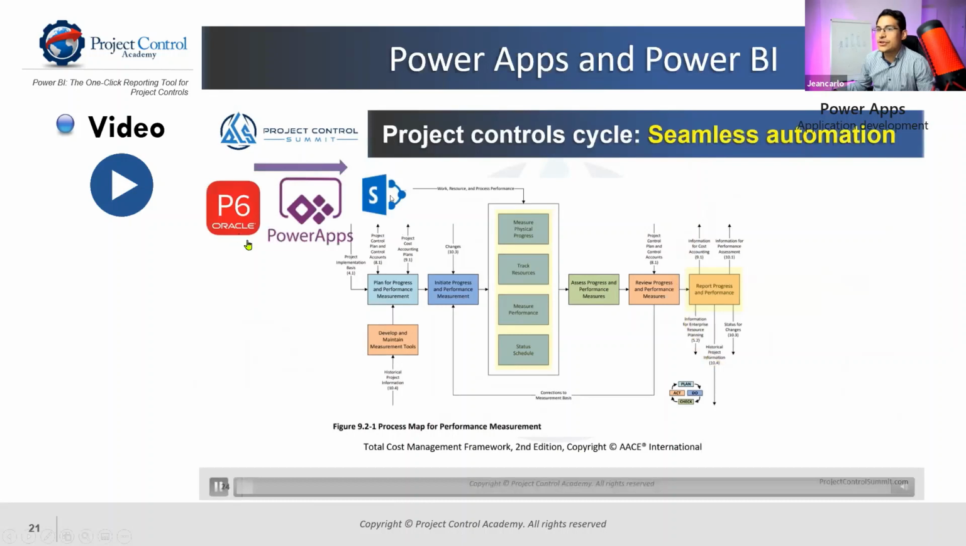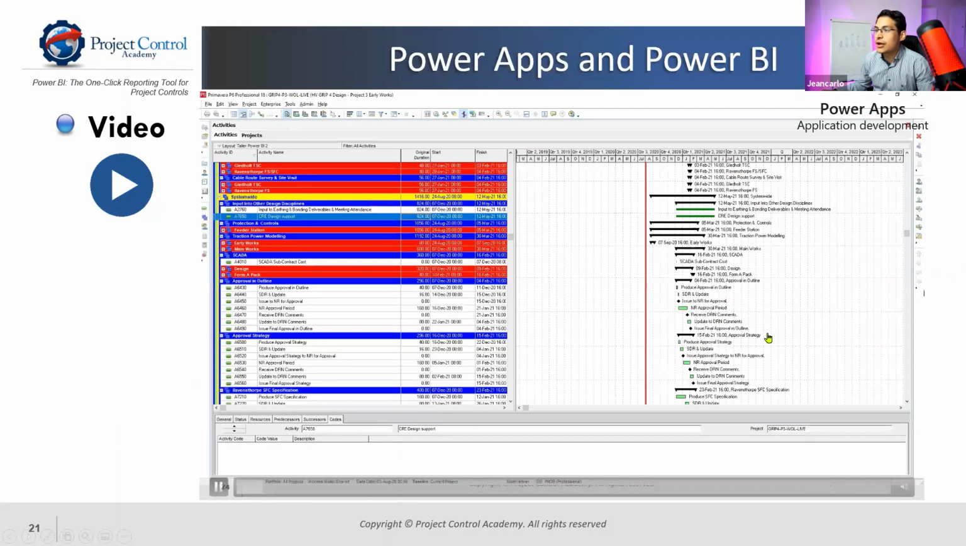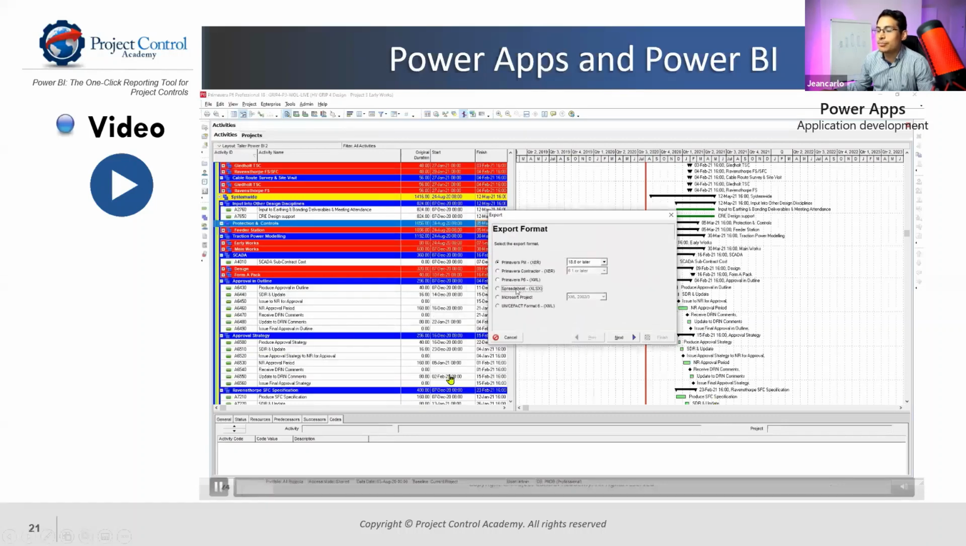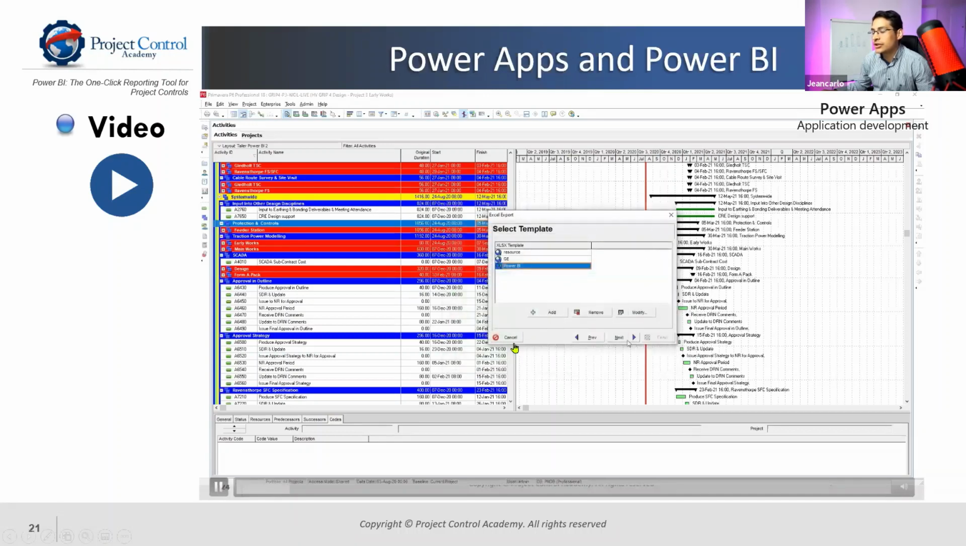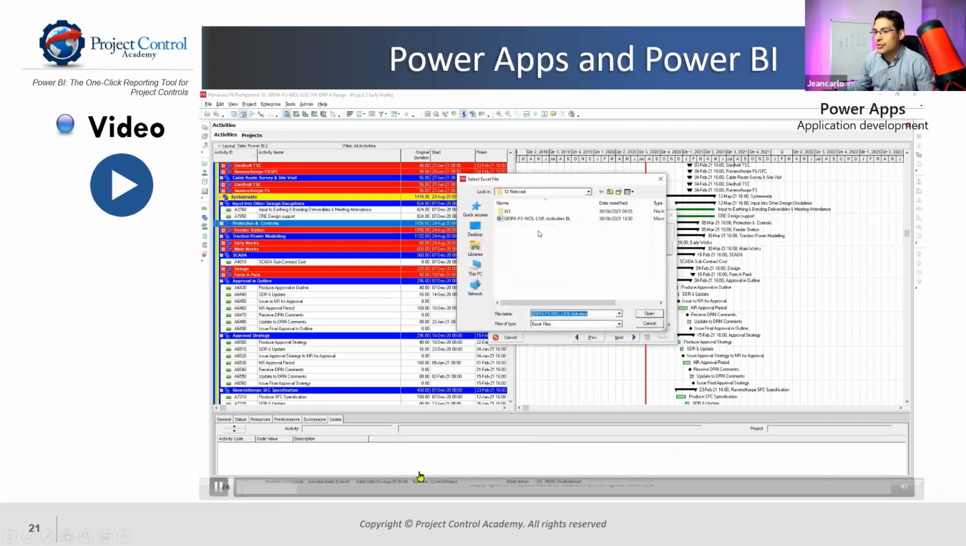So we're going to use P6. We're going to connect that to Power Apps using SharePoint as a data repository, and then we're going to report with Power BI. So basically here, I'm doing an export from my P6. This is my program P6. I'm just going to use a spreadsheet. I'm going to export my activities. I'm going to use a template. Basically, I just want to make sure that my activity IDs, actual start and finish dates are in there. And with that, I'm good to go.